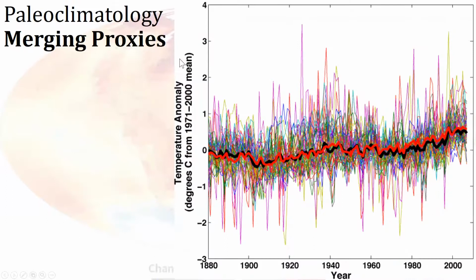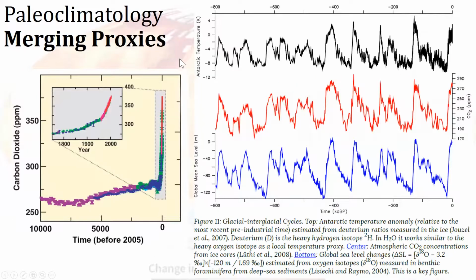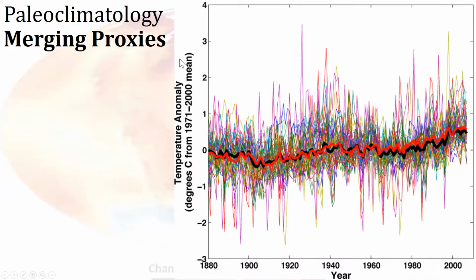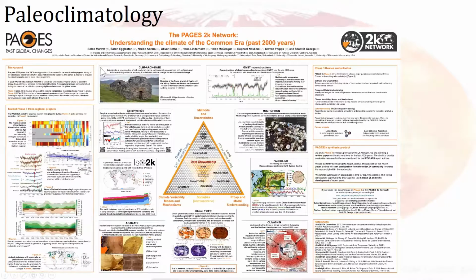So let's look at that 2K stuff. The Pages 2K network is really trying to better understand global climate. And they've put together a really nice poster for the American Geophysical Union this last month, I guess. They go through and talk about all the different data sets and all the different proxies that they look through to combine this crazy data model that you saw on that previous graph.